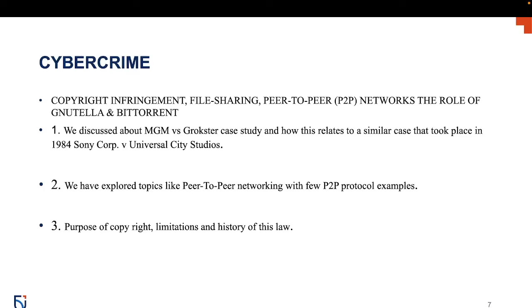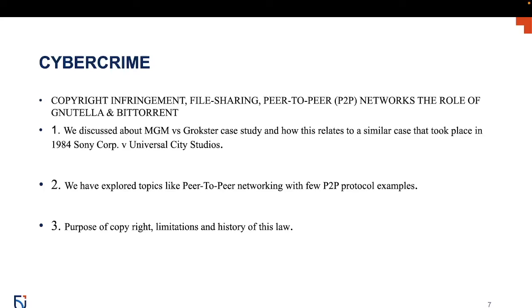In this course, we have done a group seminar and we were given copyright infringement, file sharing, peer-to-peer networks, the role of Napster and BitTorrent as our topic. In that presentation and report, we discussed the MGM versus Grokster case study and how this relates to a similar case study that took place in 1984, which is about Sony Corporation versus Universal City Studios. Moreover, we have explored topics like peer-to-peer networking with a few P2P protocols. Examples and algorithms were described as part of this report.